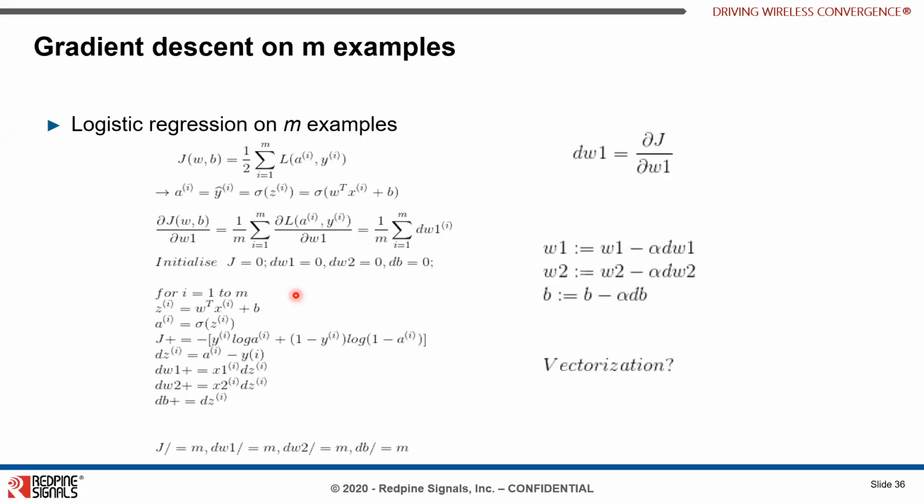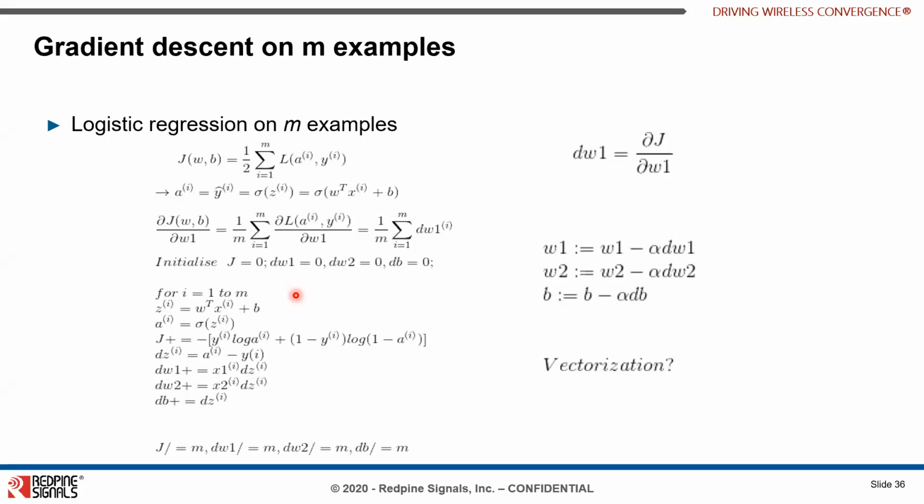That's the reason why I have put there i. See, in the superscript, it is written i. That means dw1 plus equal to x1 superscript i dz superscript i. That means for every value of i, this dw1 is getting updated, dw2 as well as db.